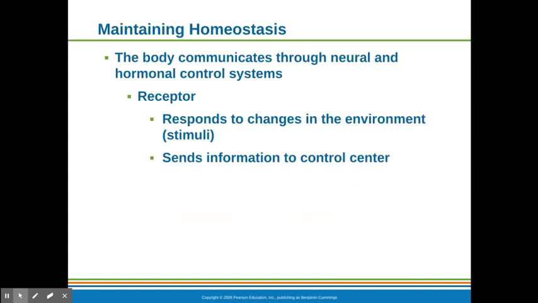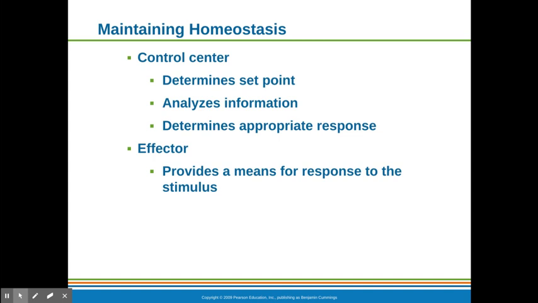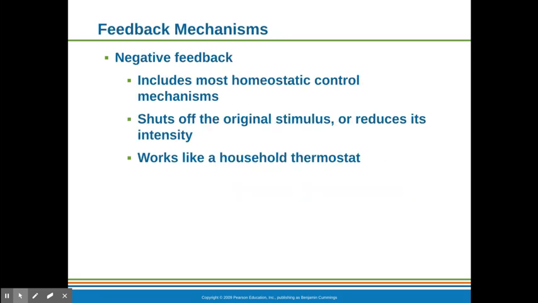Okay, so the body communicates through both neural and hormonal control systems. So the receptor that we talked about will respond to changes in the environment. That's our stimulus, and then send that information to the control center, which will determine a set point, determine whether it's above or below, analyze that, and then determine the appropriate physiological response, and then send it along an efferent pathway to create a proper response for the stimulus.